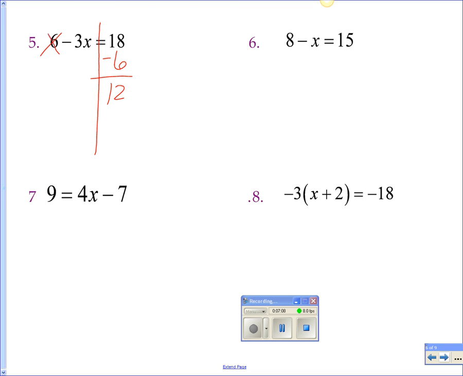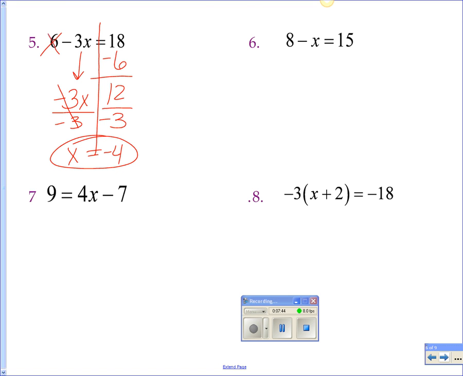Stephen, what drops down over here? Positive or negative? Negative 3x drops down. Don't forget to drop down the negative as well. It's with the 3 right now. Devin, what do you do last? You divide by -3. Blake, 12 divided by -3. Very good.